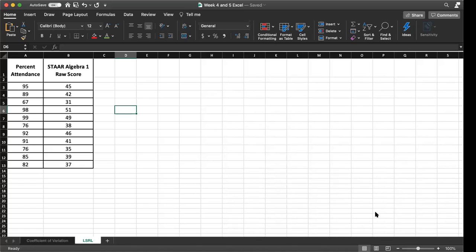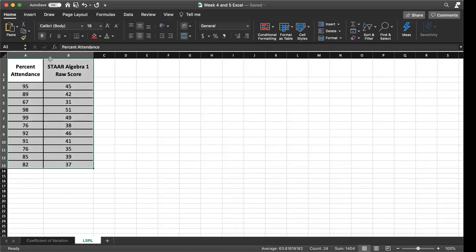All right, so we have this data set. We have both our data sets loaded in there: percent attendance and STAR Algebra 1 raw scores, right? We're gonna make the scatter plot now. Excel is very good at picking up on what you want to do by just highlighting things. So we're gonna highlight all of the data here.